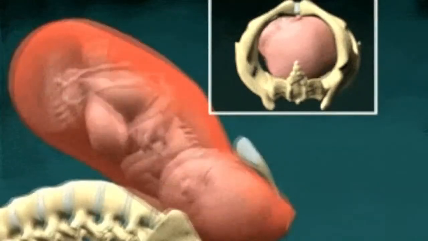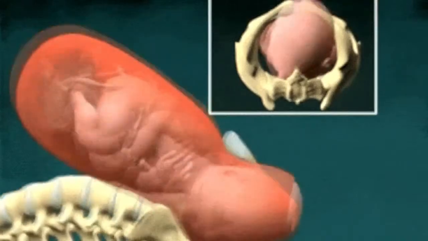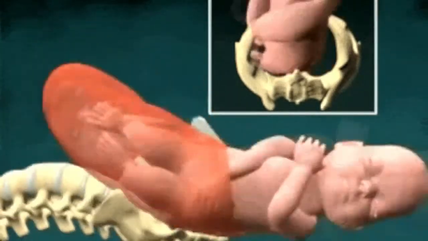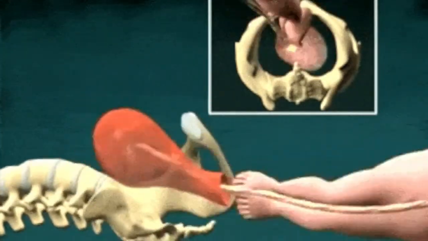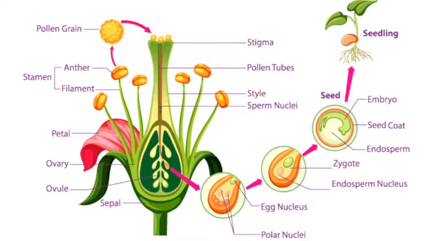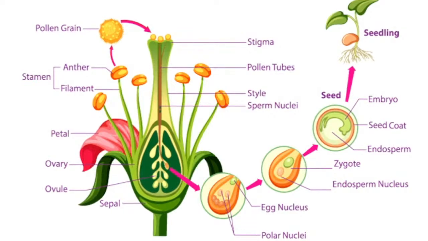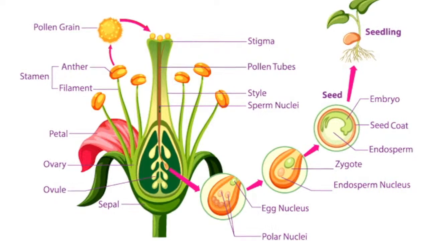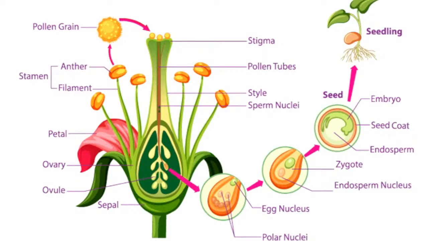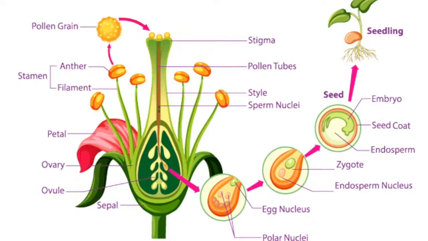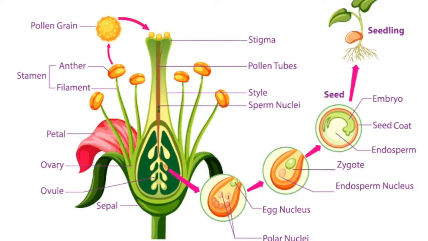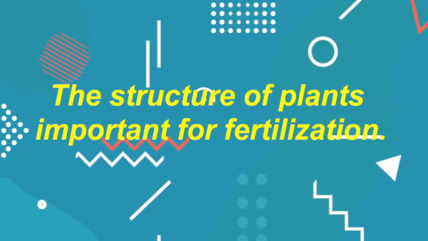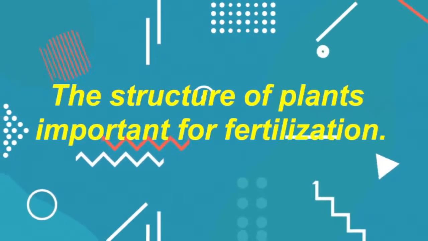Viviparous animals are those in which fertilization and embryo development occur inside the individual instead of producing or laying eggs. They produce live young. This time, let's discuss the process of fertilization in plants. We all know that some species of plants reproduce asexually, and sexual reproduction in plants is present in angiosperms or flowering plants. Let's first discuss the structure of plants important for fertilization.